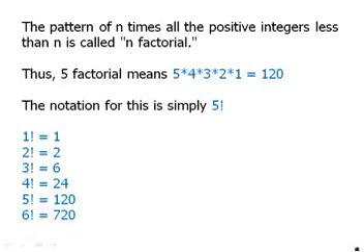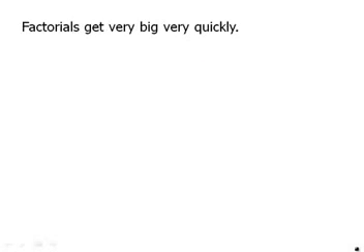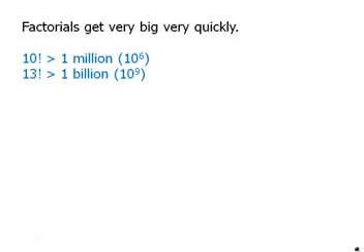Notice we're getting kind of big already. Factorials get very big very quickly. So I'll just point out, numbers you don't need to know, but 10 factorial is already more than 1,000,000. 13 factorial is already more than 1,000,000,000. 15 factorial is already more than 1,000,000,000,000. Now I'll just say personally for me, 1,000,000,000,000 is where inconceivably big begins. So 15 factorial is already inconceivably big.